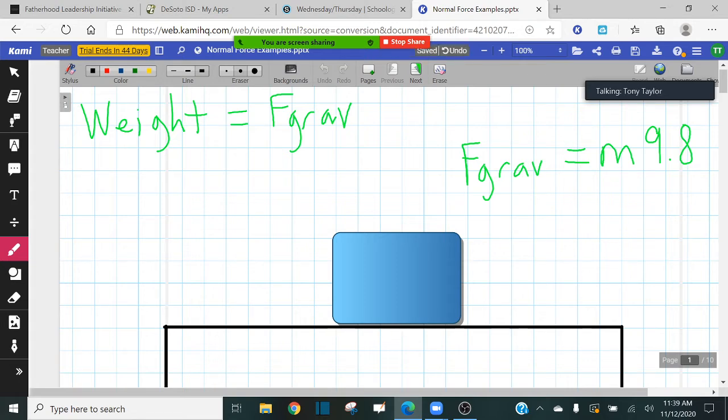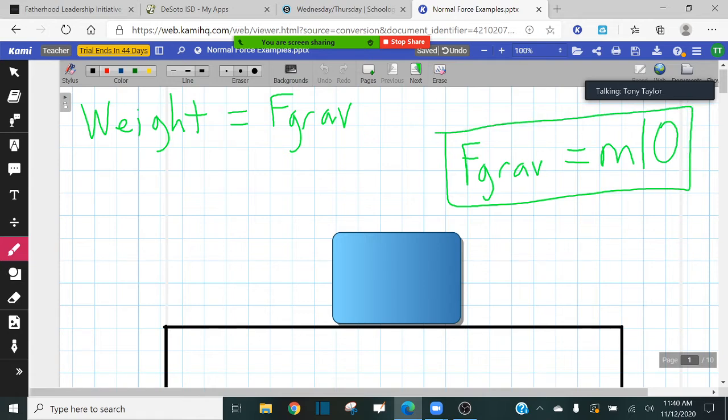Now, guys, I tell you what. In order to make your calculations easier for this topic and for this assignment later on, let's just round 9.8 off to 10. That way, our calculations will be really easy. We're going to round 9.8 off to 10.